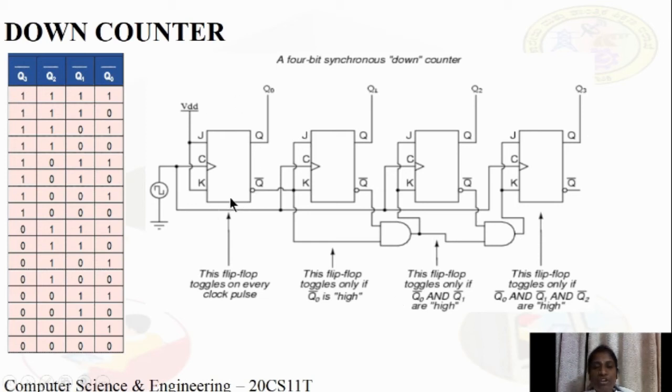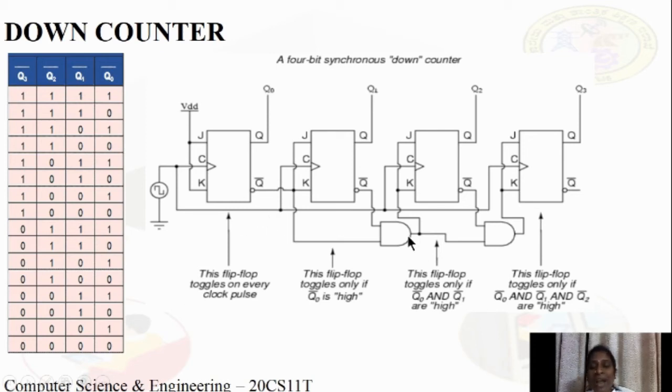Let us observe here. Whenever Q0 value is 0, the Q1 value changes. Then the Q1 value will be changed when the Q0 value is 0. Then the Q2 value will be changed when both the Q1 and Q0 values are 0, 0.